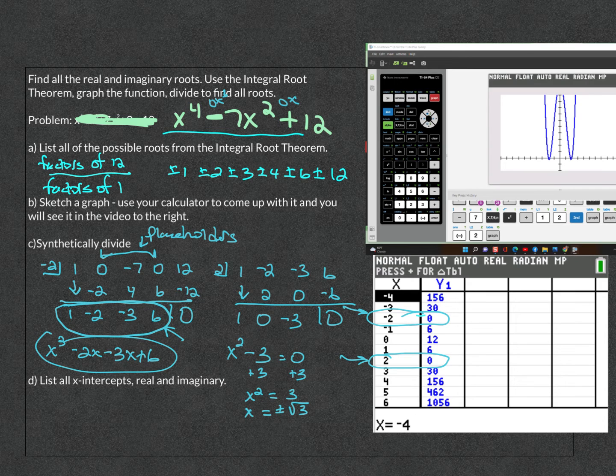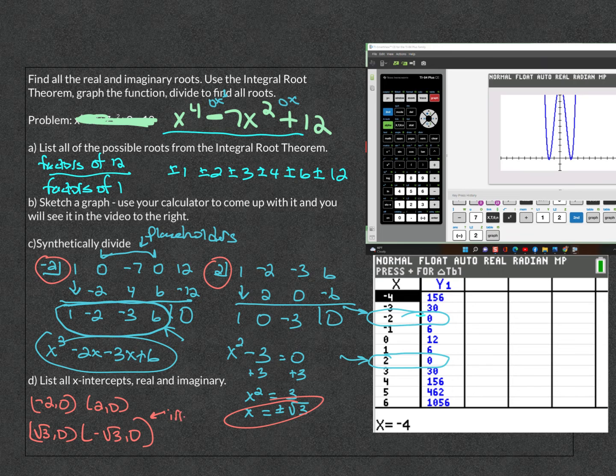Okay, we can put all of these into coordinate form. Again, I don't know how Mrs. Kilner wants it listed, but our first one is -2, so we'll say -2, 0. Our second one was 2, so it's 2, 0. But then we have these two, so root 3, 0, and negative root 3, 0. And those are listing all the x-intercepts, real and imaginary. And in this case, irrational. So hopefully that helps.